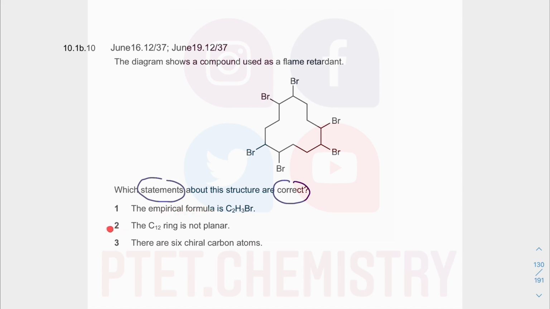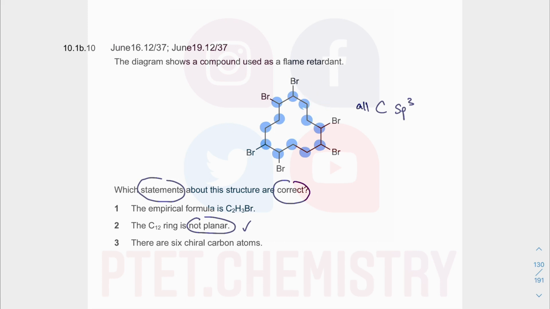Again, I will check number 2 first, alright? The C12 ring, so they're saying there are 12 carbon, as we did earlier. 1, 2, 3, 4, 5, 6, 7, 8, 9, 10, 11, 12. The 12 carbon is not planar. That is true, because earlier I said all the carbon there is sp3, right? Okay, where you have the carbon bonded to 1, 2, 3, and there's 1 hydrogen. The carbon is bonded to 2 hydrogen and 1 carbon and another carbon.